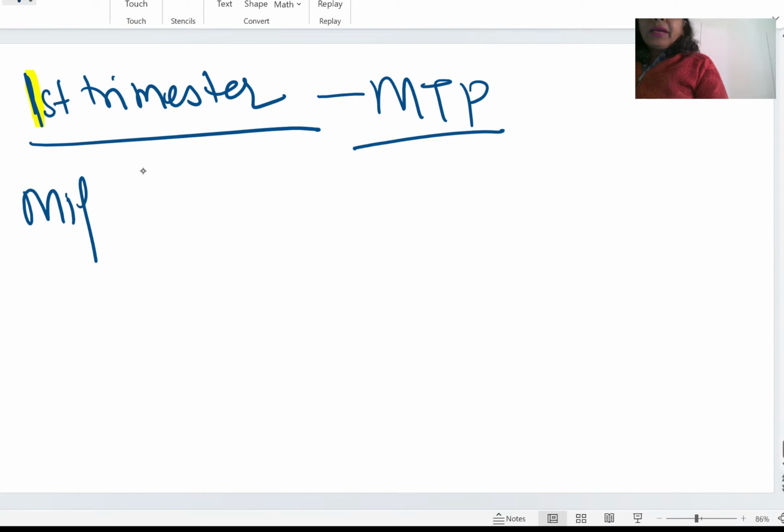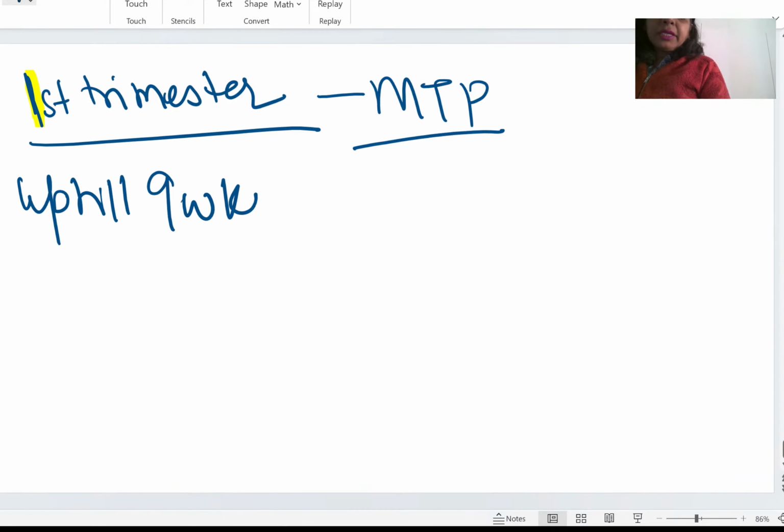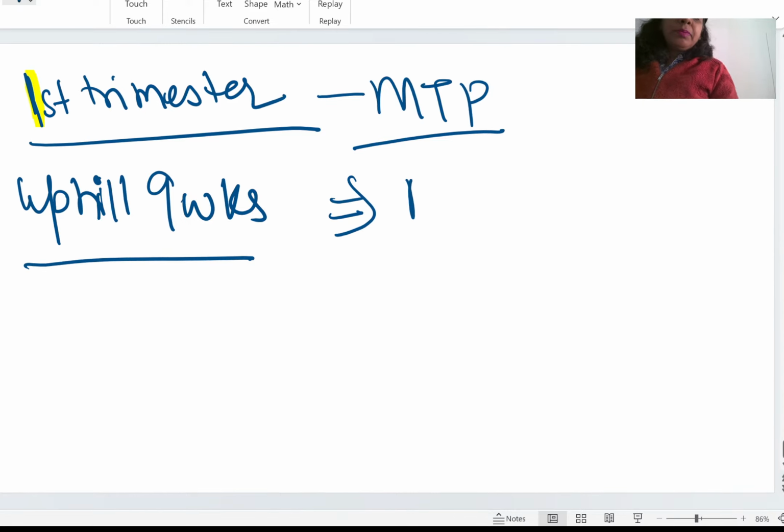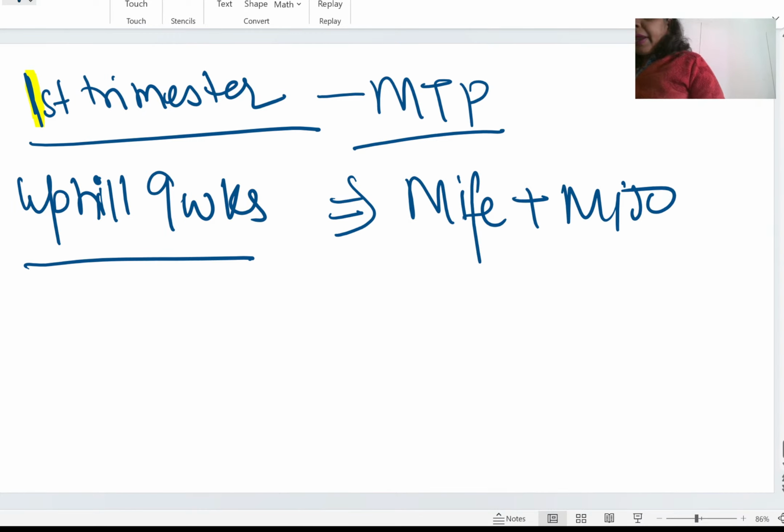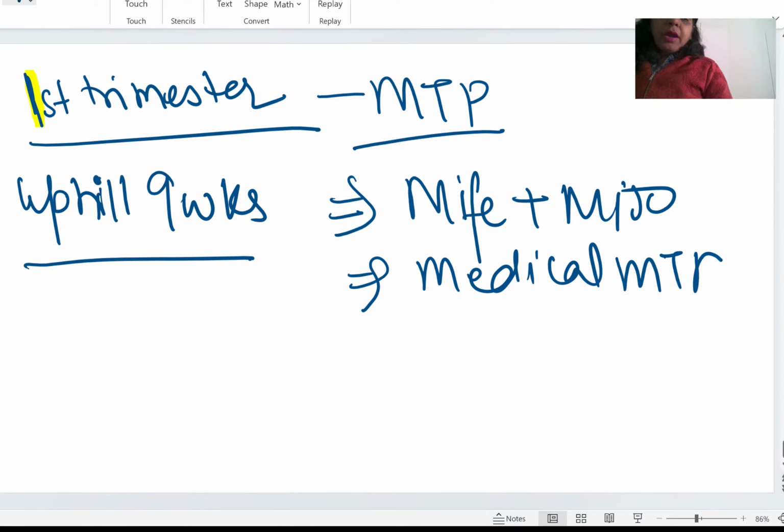Most commonly, up till 9 weeks, what do we use? We use Mifepristone and Misoprostol combination, right? Dr. Ajit Joseph Paul has told us, very good. Up till 9 weeks, Dr. Paul has also told us that it is a medical method, right?